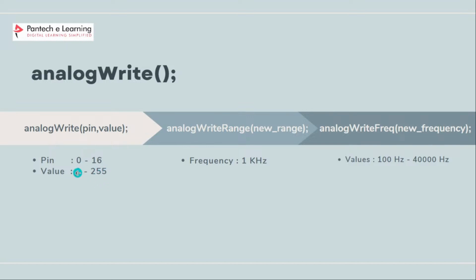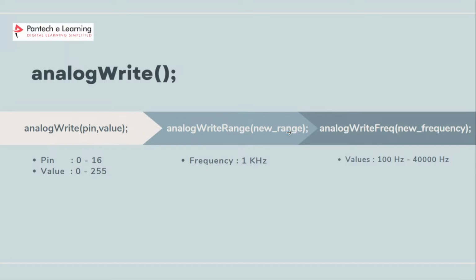When value is 0, pulse width modulation is disabled on that pin. When value is 255, this corresponds to 100% duty cycle. You can change the pulse width modulation range by calling this function, analogWriteRange, and inside you have to pass the new range.